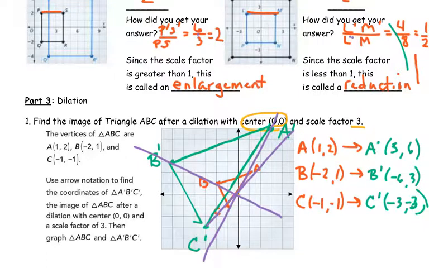You should notice that all of those intersect at the origin, and that is because the center of dilation was the origin. So if my center of dilation is somewhere else, when I connect B and B prime, A and A prime, and C and C prime, those will intersect wherever the center of dilation is. All right, let's go ahead and move on to the next page.